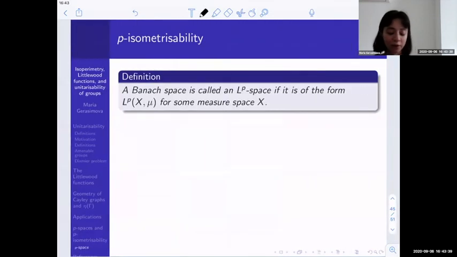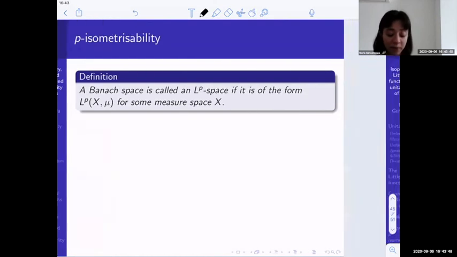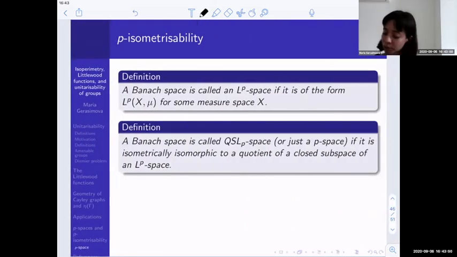So let me just recall that a Banach space is an LP space if it is of the form LP of X, mu, for some measure space X, and an LP space is just a space which is isometrically isomorphic to the quotient of a closed subspace of these LP spaces. Why do I like them? Because for P equal to 2, these spaces are exactly Hilbert spaces. So if we want to generalize amenability in some sense, maybe these spaces are nice candidates.